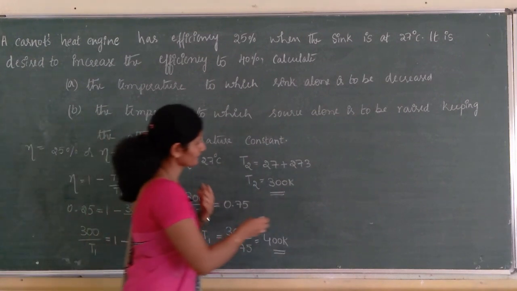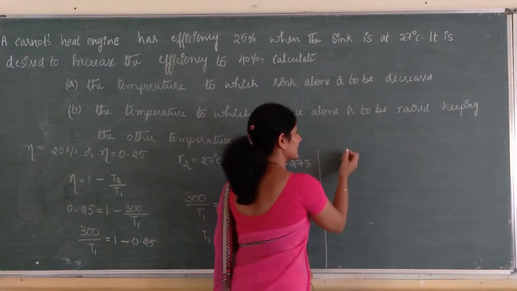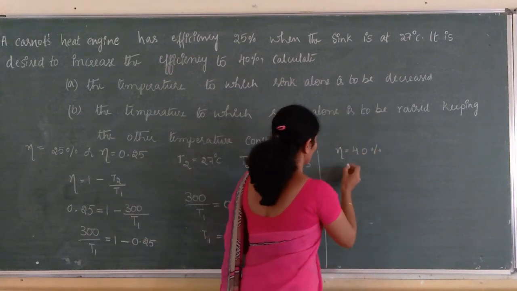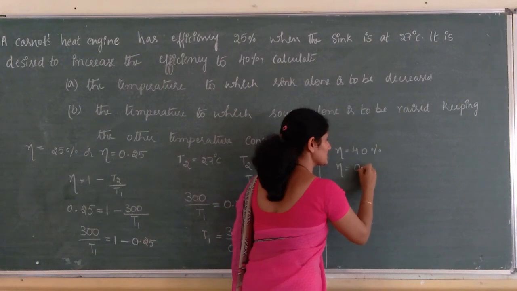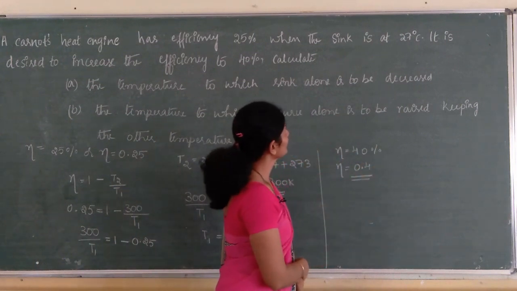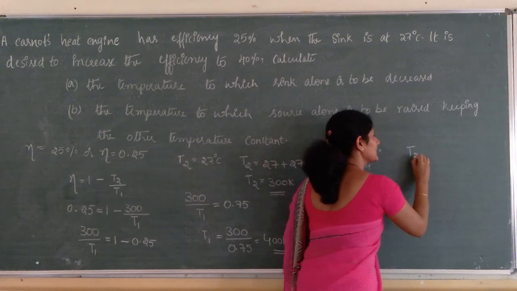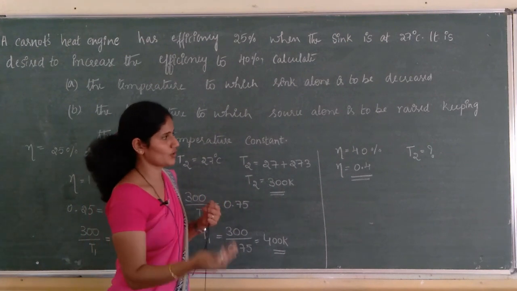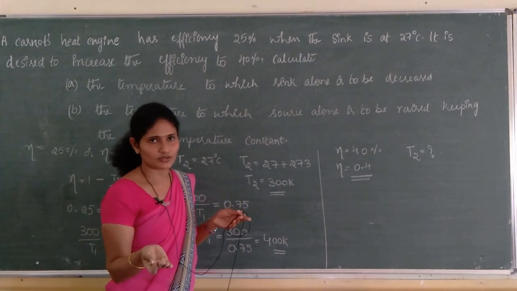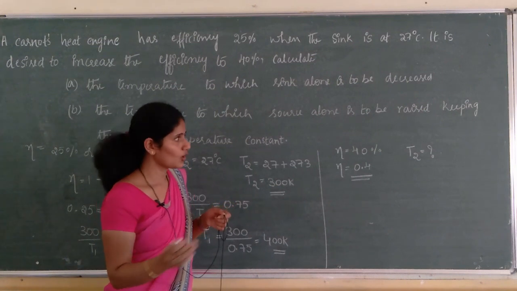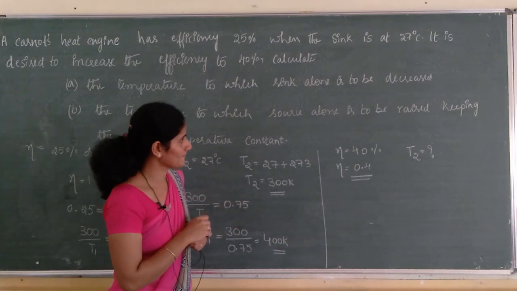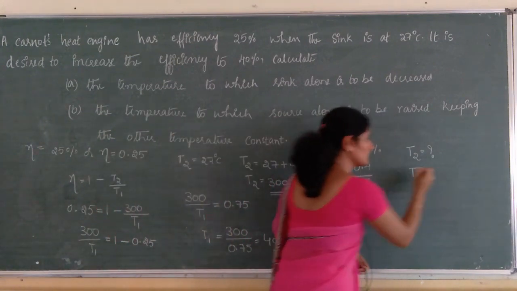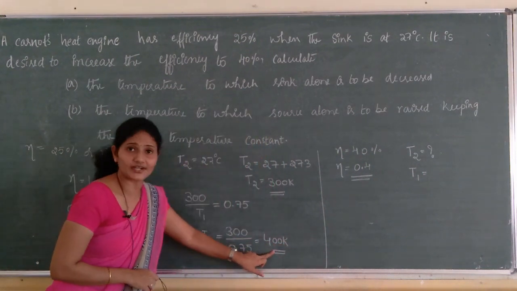That is, in the second part, efficiency is 40%. It is given in the question. So, eta is equal to 40%, which means 0.4. We have to calculate T2. In order to increase the efficiency to 40%, T2 must be changed. So, what is the value of T2 when efficiency is 40%? Keeping the other temperature constant, that means T1 is equal to 400 Kelvin.